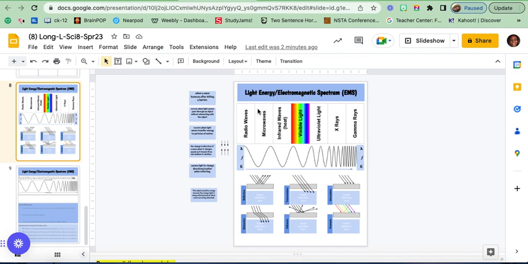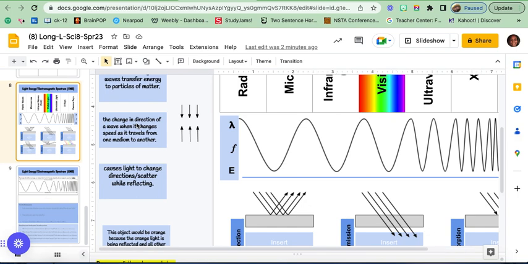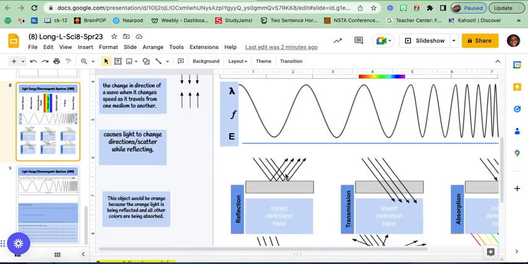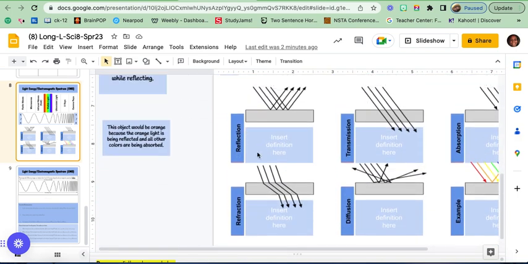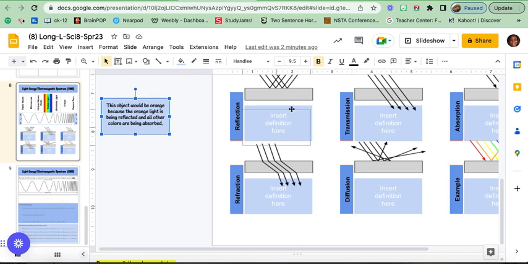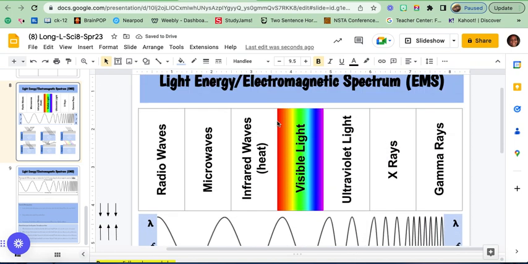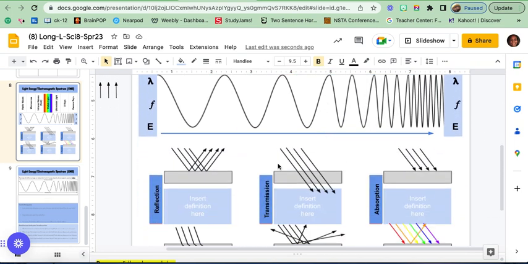So we have what's called light energy or the electromagnetic spectrum, EMS. And these are the definitions on the side. Remember, you can always zoom in if you can't see something, drag it over. You're going to read the definitions and head down here to drag and drop those definitions where they belong. What's happening in the images above, I'm just going to talk about the definitions. I'll go back to the light in just a moment.